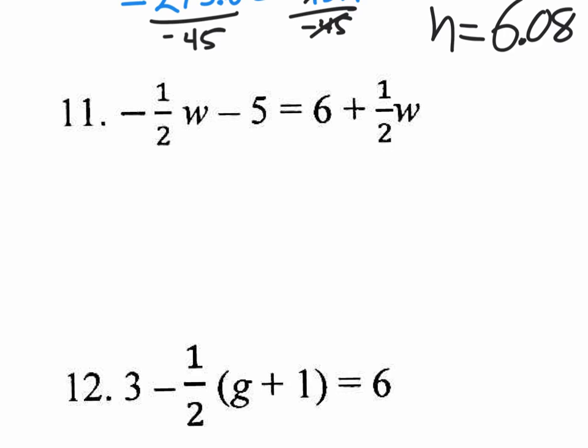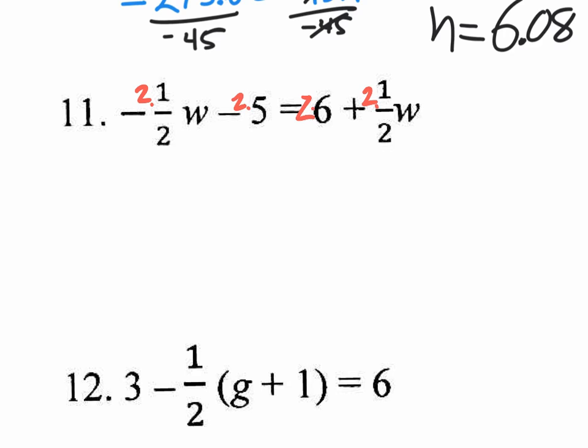Now I don't have to multiply everything by 2 first. I could add 5 and add 5 to get rid of the 5 and make it a little smaller. But I know so many of us like to get rid of fractions right off the bat. That's what I'm going to do here. I want to multiply by 2. Multiply by 2, multiply by 2, and multiply by 2.